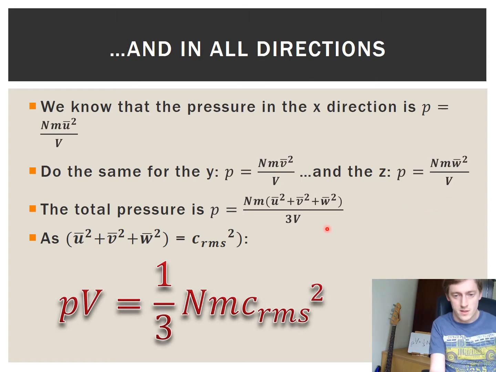And the exciting thing is that when we look at u bar squared plus v bar squared plus w bar squared, that's just the square of the RMS speed. Because you remember the RMS speed is just the square root of the mean squared speeds. So we can take this rather ungainly expression here, and we can express it as a third n m c_RMS squared. That's our equation, which is what we were trying to prove in the first place.